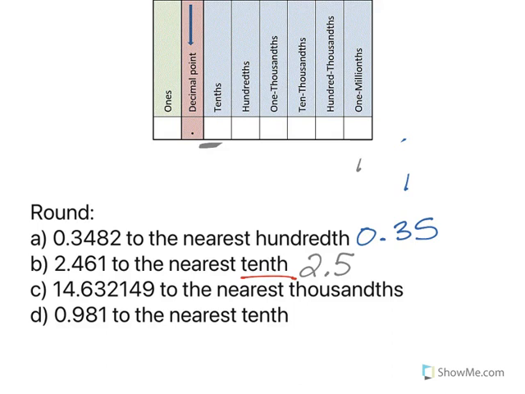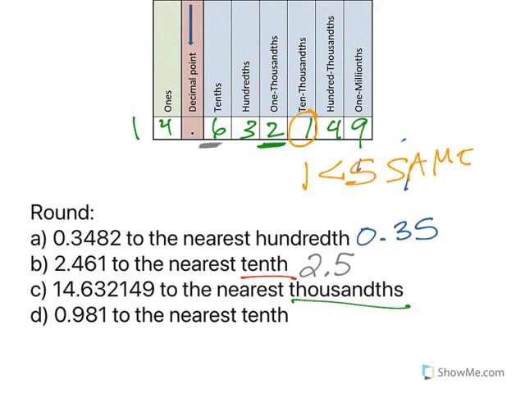Then we get into 14.632149. Whew! This one is going to the nearest thousandths. So the thousandths is here. I look one place past. 1 is less than 5, so we stay the same. So we're just going to chunk it to 3 decimal places.